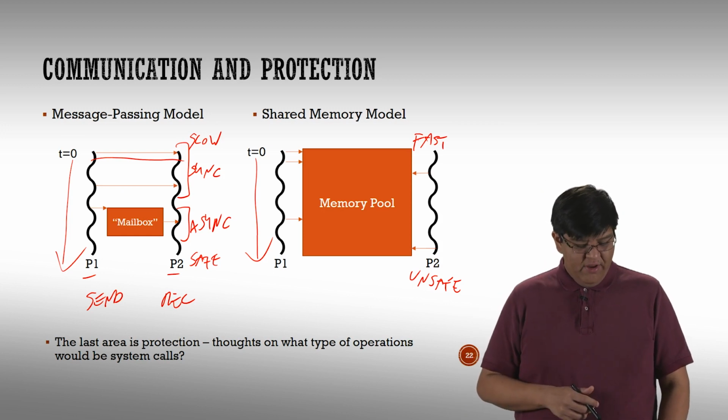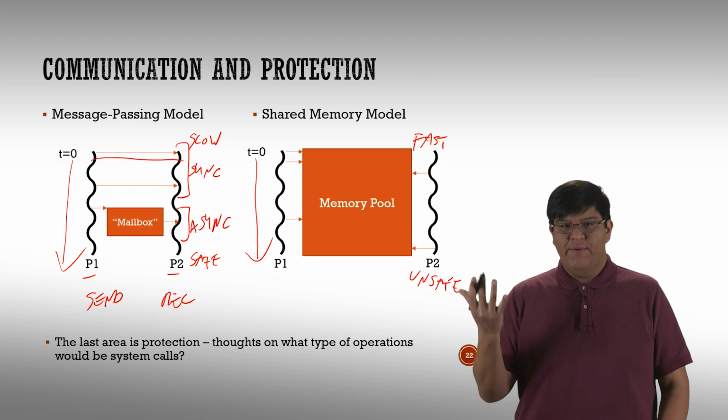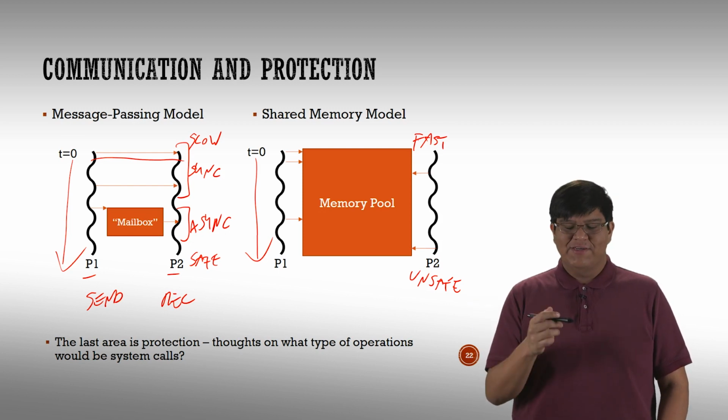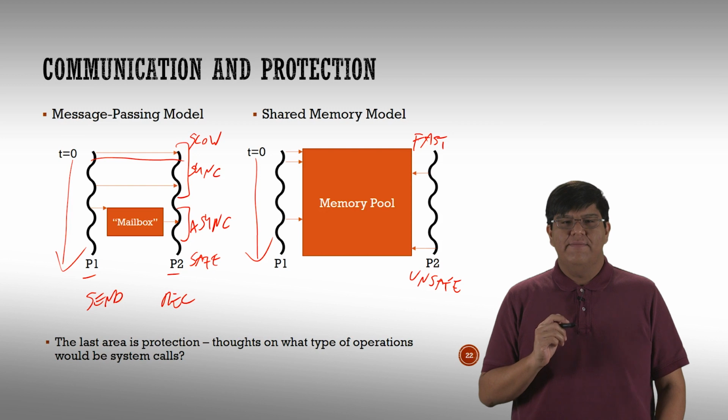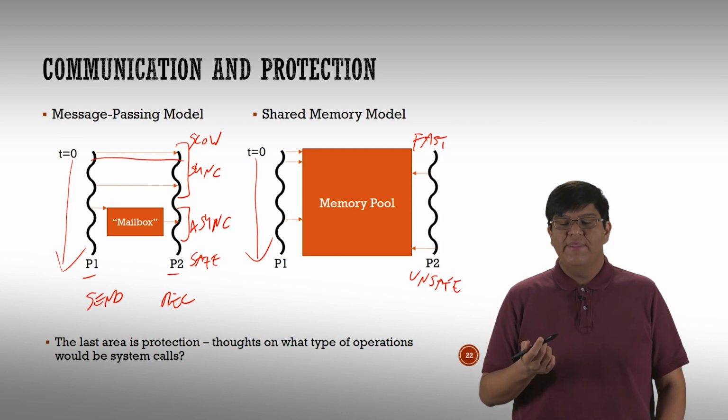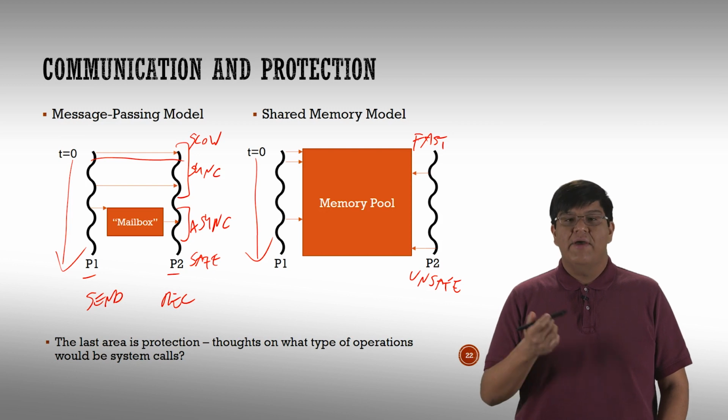Last note here, real brief, is about protection. So what do we need for protection? Basically, I'll turn this over to you guys. This is my question here in the slide deck. What type of system calls do you think would be necessary in terms of protection? So what do you guys think? Well, there's a bunch of different answers to this. Some typical ones are going to be anything dealing with rights, or access rights.